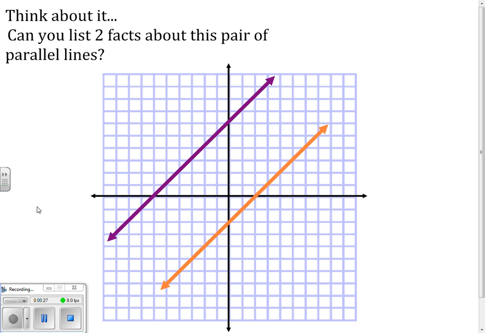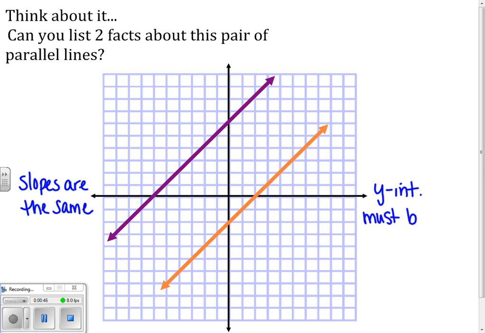The first one is about their slopes. Their slopes are the same. They both rise and run at the same rate. They will never intersect. The second is about their y-intercepts. Their y-intercepts must be different. Think about that for a second.